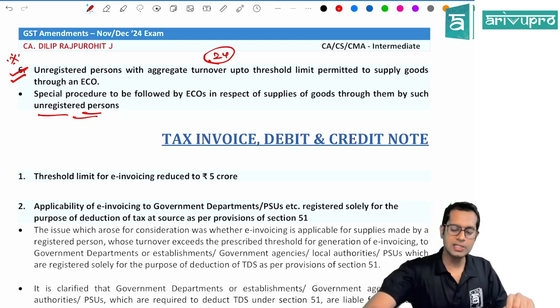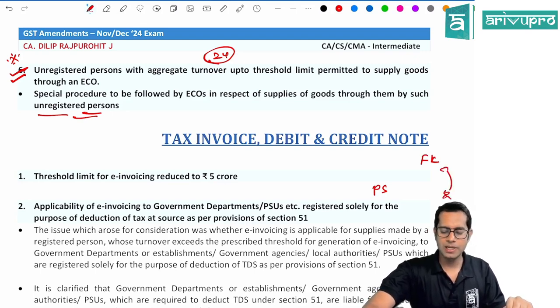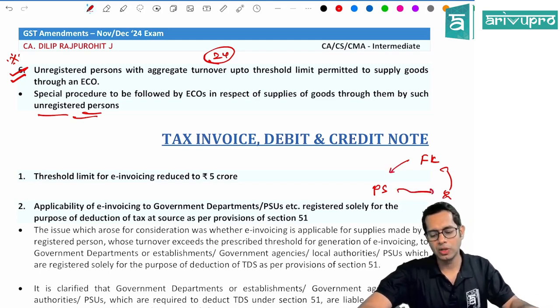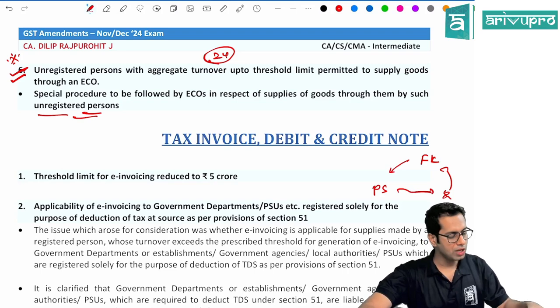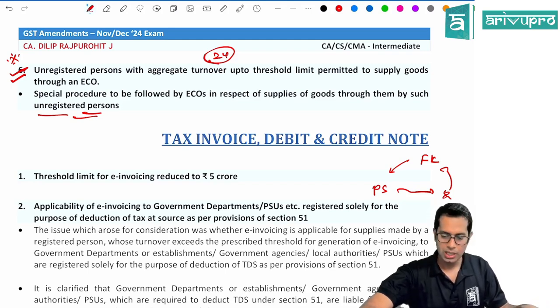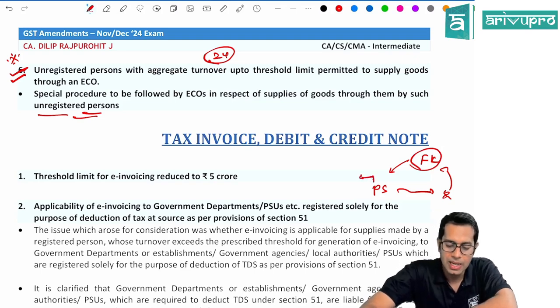So if there is Flipkart, and there is Priya Sarees, and there is a customer. The customer will place an order to Flipkart. Flipkart will give the information to me, and I am going to supply those goods to the customer. So if I wanted to supply my goods through Flipkart, then I, being Priya Sarees, should take registration under GST law compulsorily. Who told? Section 24 told.